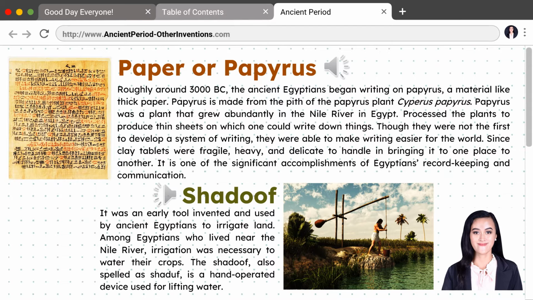Another invention is the shaduf. It was an early tool invented and used by ancient Egyptians to irrigate land. Among Egyptians who lived near the Nile River, irrigation was necessary to water their crops. The shaduf is a hand-operated device used for lifting water.